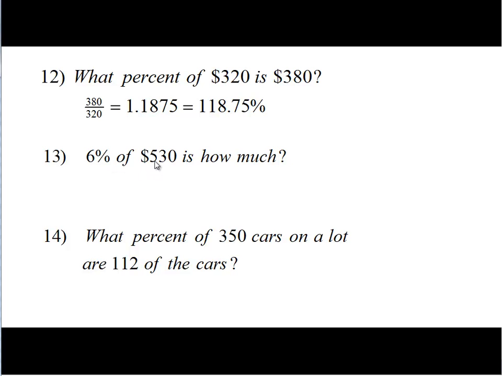Okay, 6% of 530. Of is multiplication, so it's 0.06, because we've got to get rid of our percent sign. Move it 2 decimals, times 530, should be $31.80.